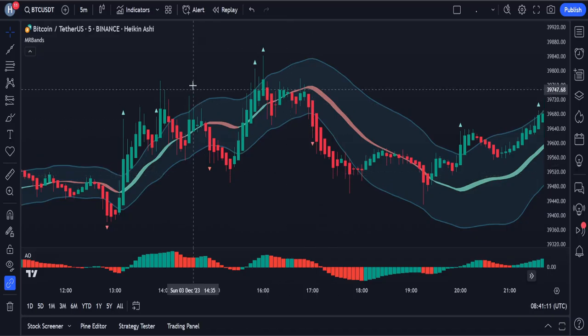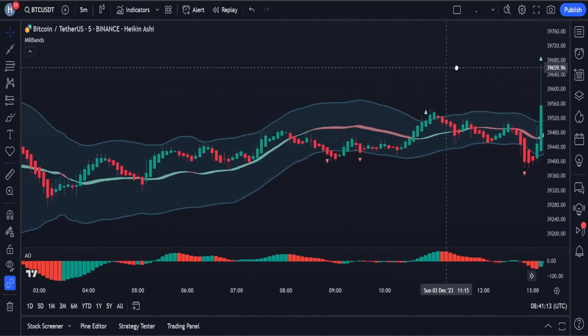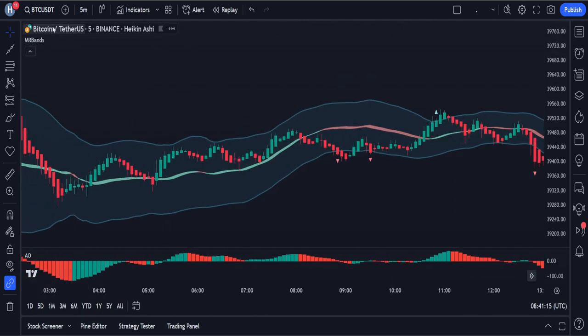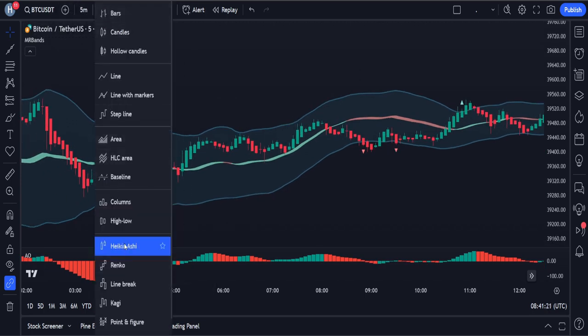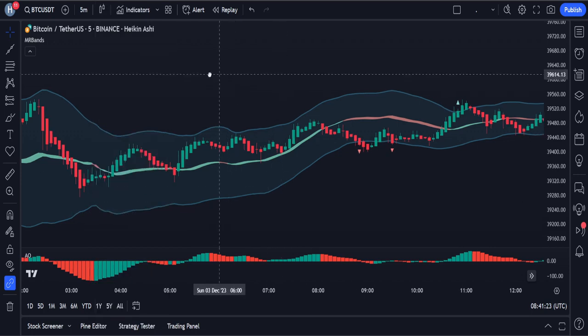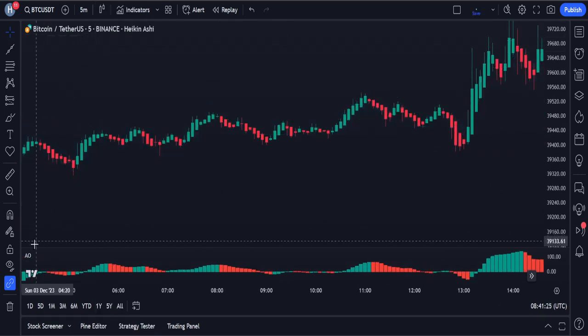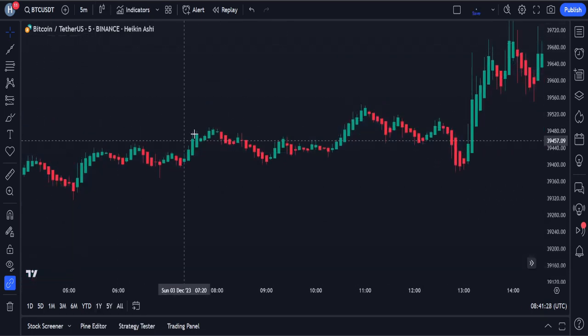So I'm in TradingView, and this is what our chart is going to look like when we're done setting up our indicators. I'm going to be using a Bitcoin chart on a 5-minute time frame to explain this strategy. And also, we will be using Heikin Ashi candles for this strategy. I'll quickly remove these indicators from the chart so I can explain everything in detail from the beginning.